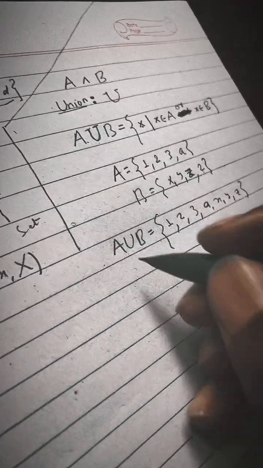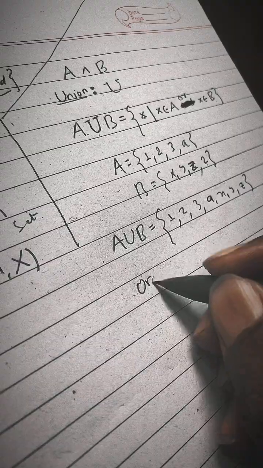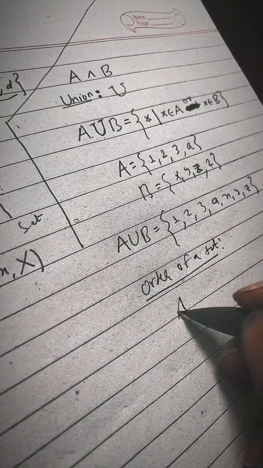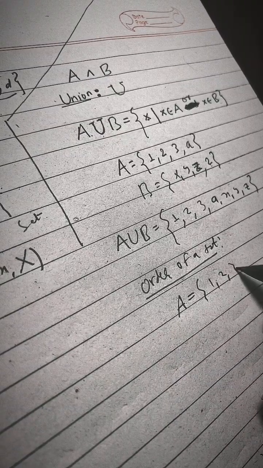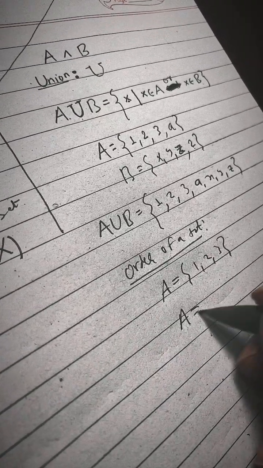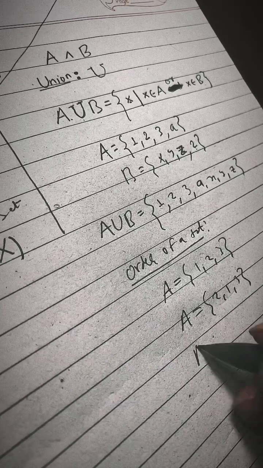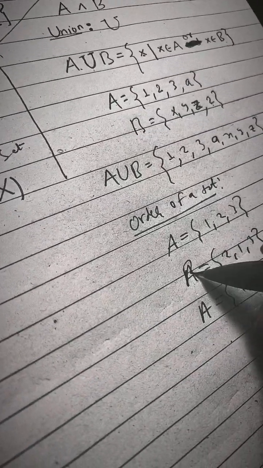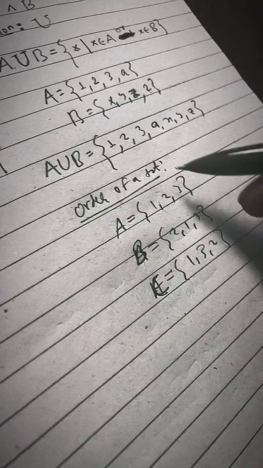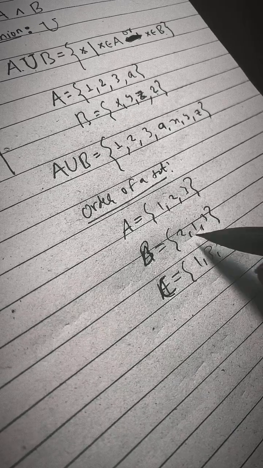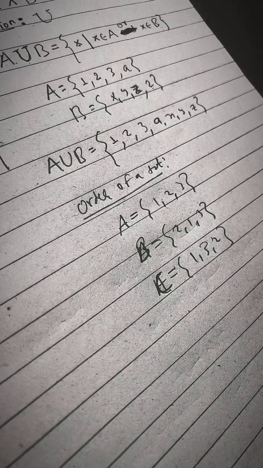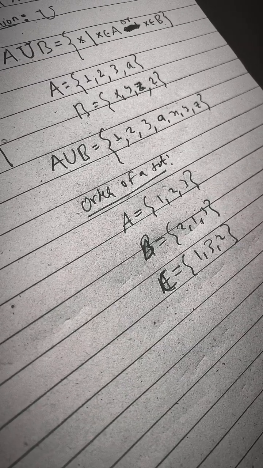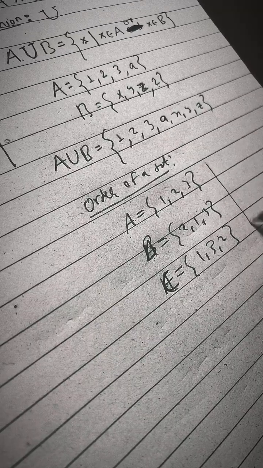Now there is one concept, which is the order of a set. Remember, a set A equal to {1, 2, 3}, a set A equal to {2, 1, 3}, or a set {1, 3, 2}. Let's say we label them with different names A, B, C. They are all the same set. The order of the elements in the set does not matter. A set has no order. So this was the order of a set.